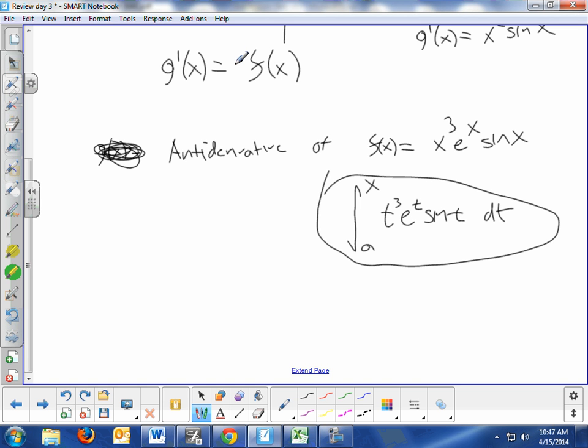Why would you have to use the t to make the antiderivative? Because it's got to be an accumulation. You got to go from a to a variable with respect to another variable in the function.